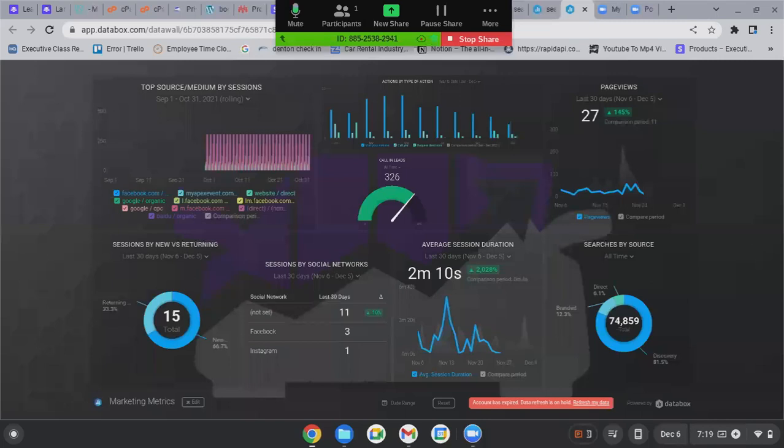And then also here's our marketing metrics and where people are finding us. We can see searches by source, we've had 74,000 searches that we've shown up to. It shows you discovery. Discovery is when people are typing in rental car, Dallas, Texas, right? Branded is going to be, they type in some sort of brand, whether it's Turo, Ford, convertible, something like that. And then we've got direct traffic, average time on site, 2 minutes, new versus returning, whether they came from social, what platform, just a ton of information, guys. Super, super powerful tool.